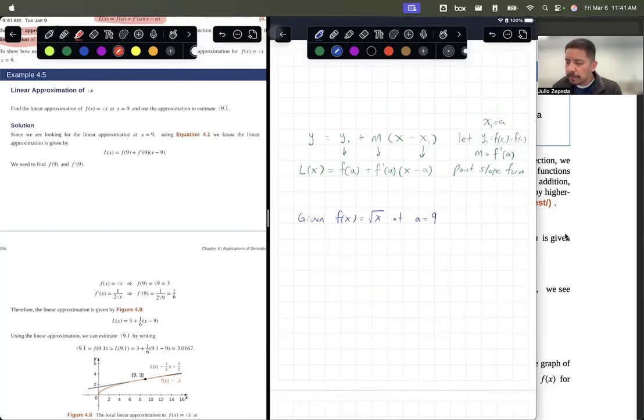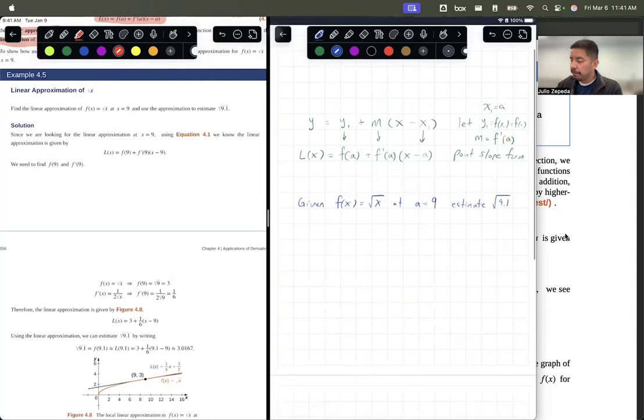It says use the approximation to estimate the square root of 9.1. Okay, so I'm sure if I ask anybody listening to this, what's the square root of 9? You could tell me pretty easily. But if I ask you what the square root of 9.1 is, that's a little bit more difficult. And so we can use the linearization to answer this question.